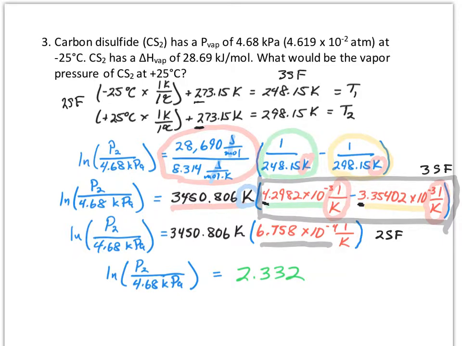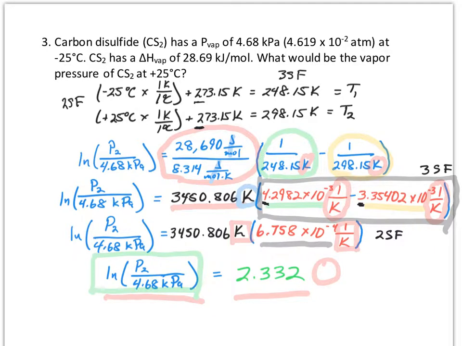Okay, so now we're down to this equation, right? We still haven't done anything with our left side. Our left side is exactly as we started it, right? But now that is equal to 2.332. And because we have Kelvin times 1 over Kelvin, this number has no units, right? Our units canceled, which is appropriate because natural log numbers are unitless, right?